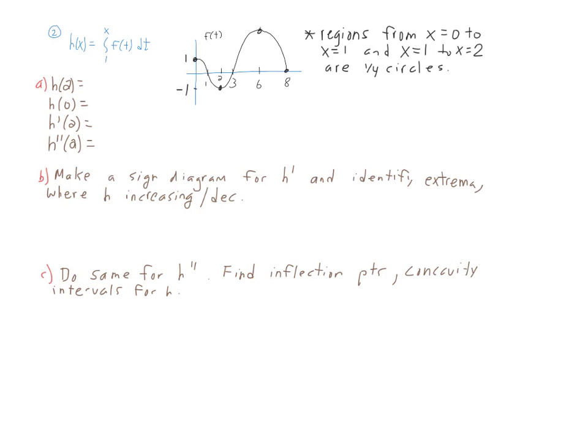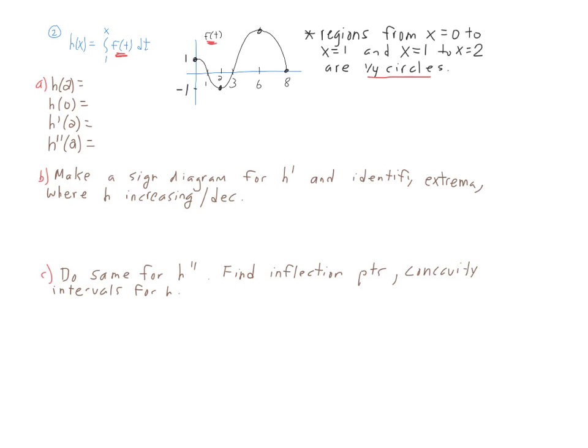Alright guys, take a moment to hit pause and copy this all down. So we're talking about a function here, h of x, and it's another accumulation function because we have a definite integral in it. And notice on the inside of this accumulation function we see f of t, and f of t is graphed for us. And we're told that we have some quarter circles here from 0 to 1 and then from 1 to 2. And we're first looking to find h of 2.